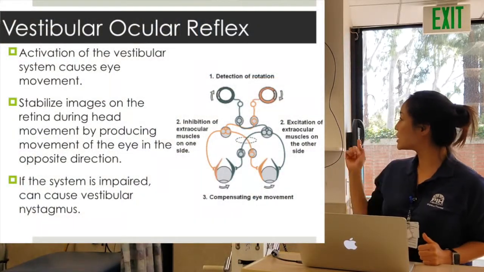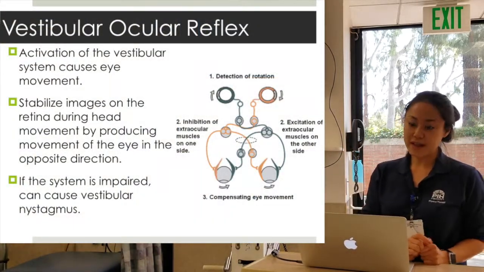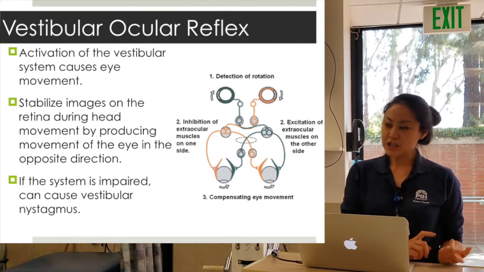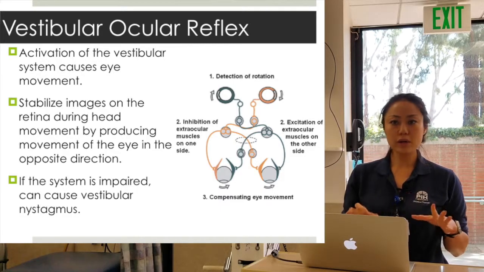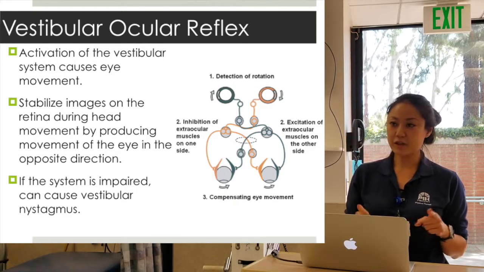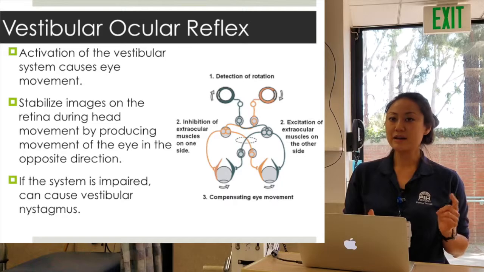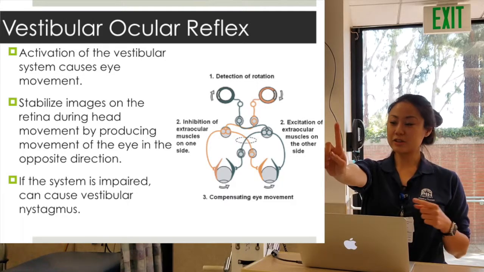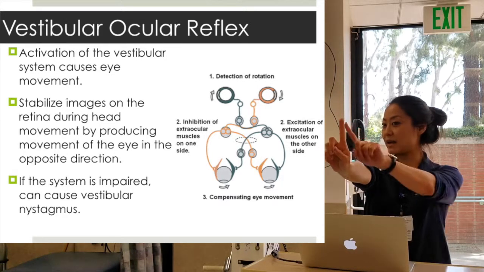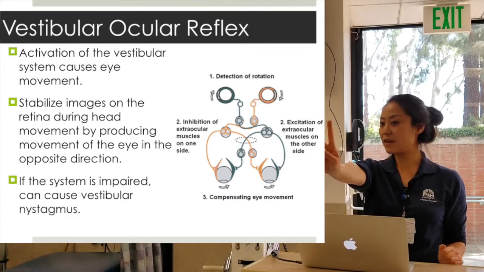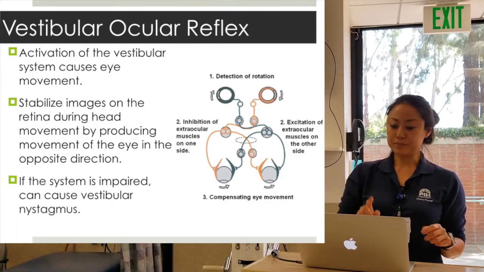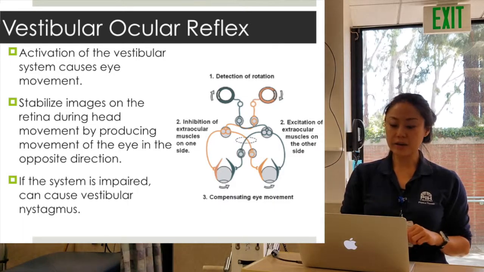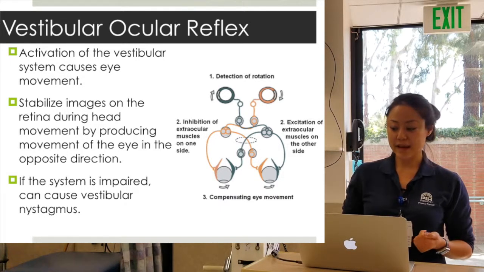So just a refresher of the vestibular ocular reflex. Activation of the VOR system causes eye movement. The goal is for it to stabilize images on the retina when your head is moving. Kind of like the VOR ×1 exercises, when my head goes right, my eyes go left so that I can still see my finger, and then opposite. So that's the function of the VOR system. If the system is impaired, that's when you have vestibular nystagmus.